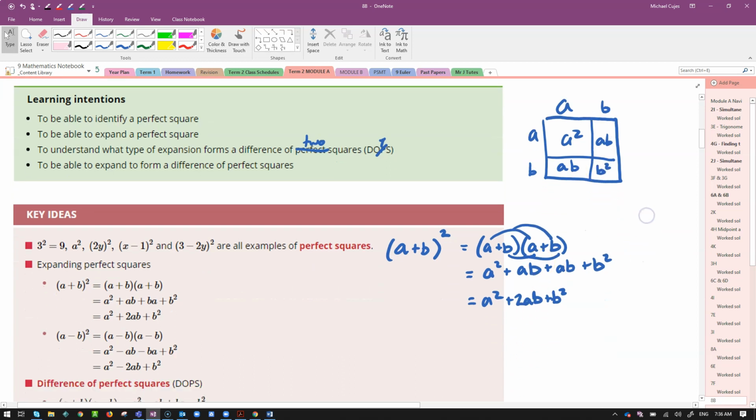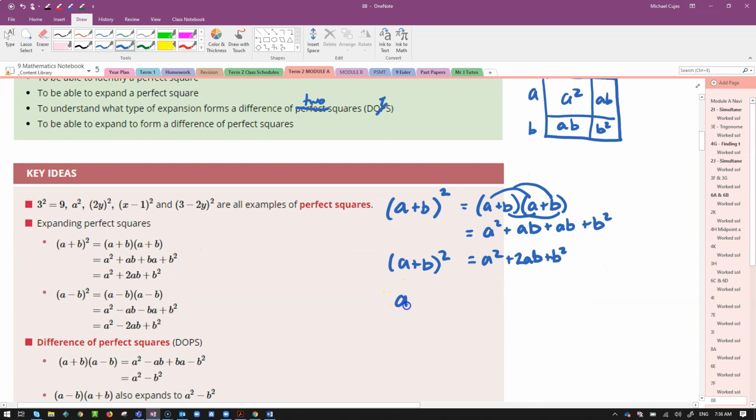Now I want you to be able to go straight from a plus b all squared to the first thing squared, plus 2 of the first thing times the second thing, because that happens twice, doesn't it? We saw that it happened twice. And then the last thing squared.